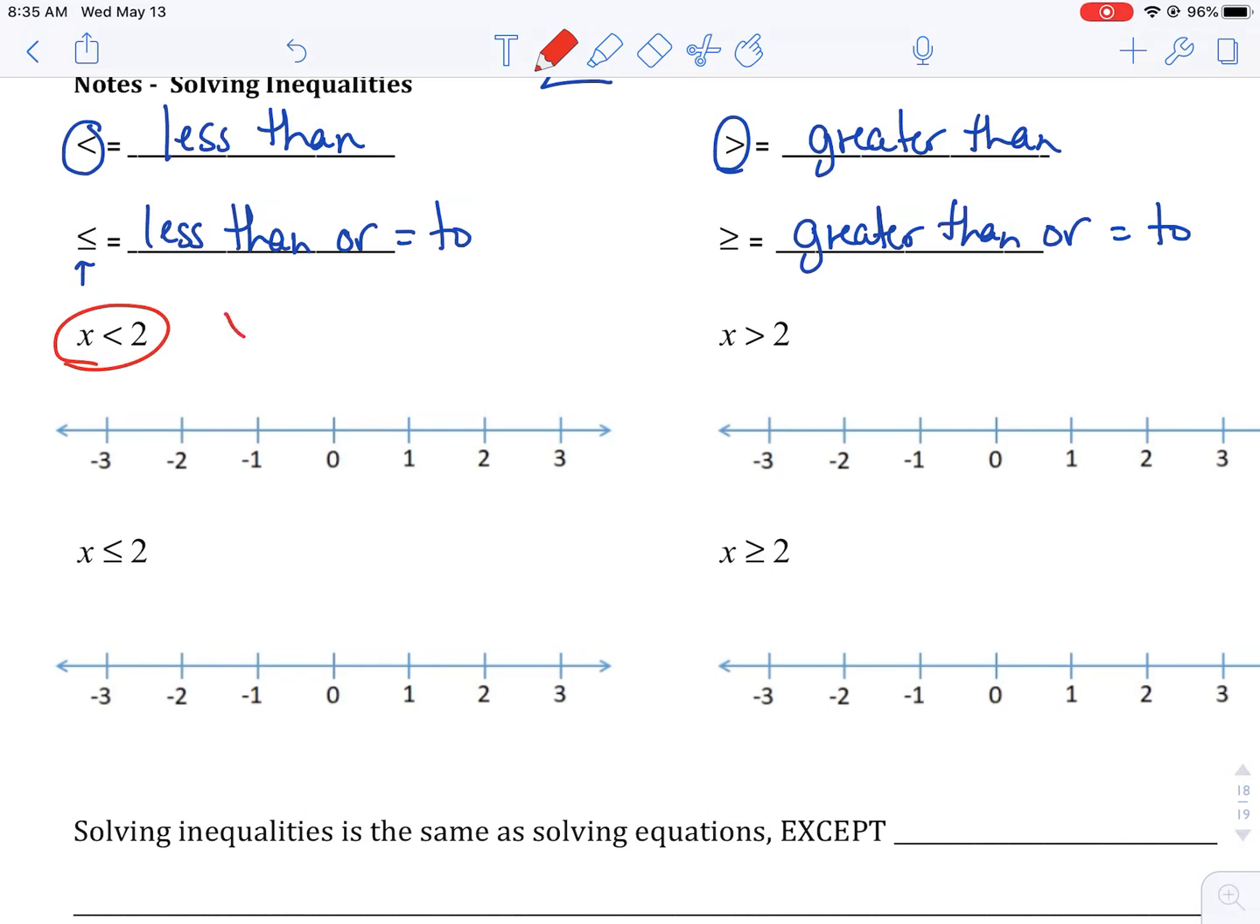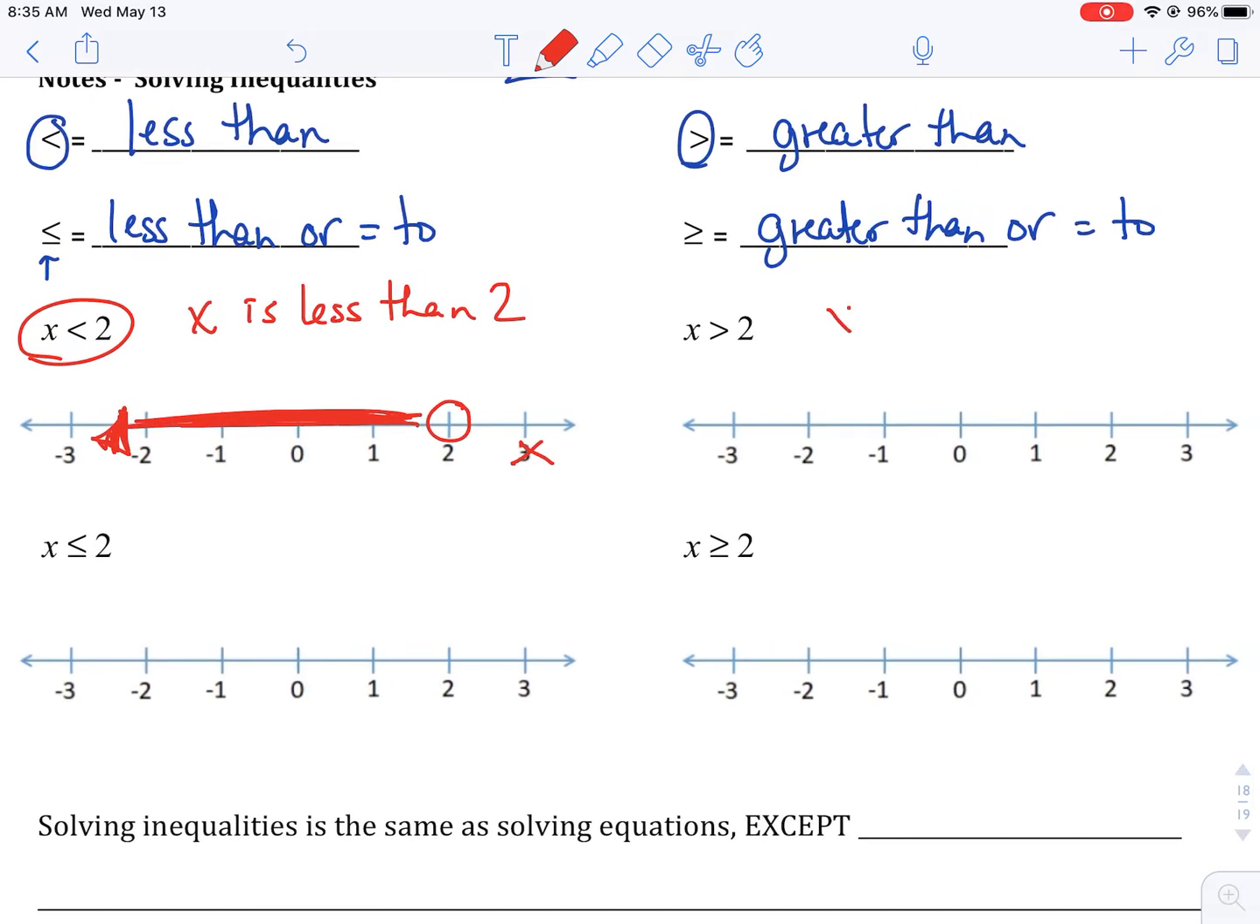This one right here says x is less than 2. So we don't want to include 2. So what we're going to do is on 2, we're going to put an open circle. An open circle means not including. And then we want numbers that are smaller than or less than 2. So that means we don't want numbers like 3. We want numbers to the left. So we're just going to color to the left, throw an arrow at the end. And all of those numbers to the left are numbers less than 2.